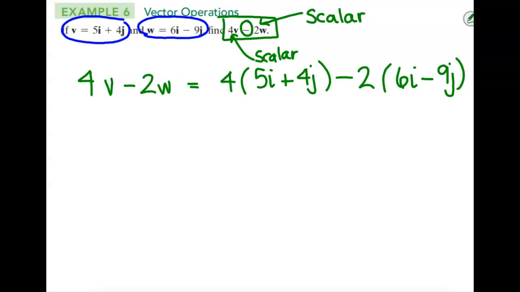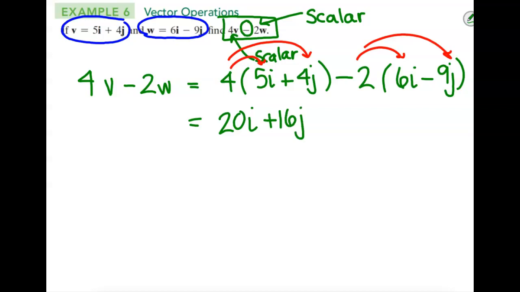Now we're going to think of that scalar like the distributive property. So to simplify, 4 times 5i is 20i. 4 times 4j is 16j. So there's the first distribution. Then you're going to do the same thing for the negative 2. Negative 2 times 6i is negative 12i. And then negative 2 times negative 9j is 18j.